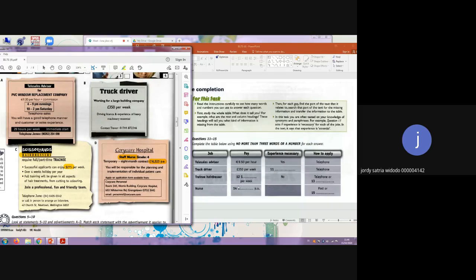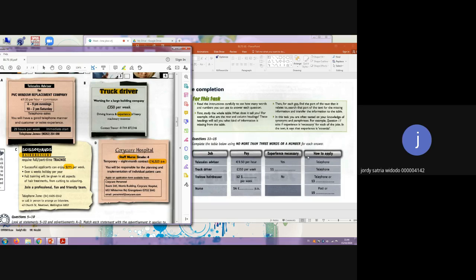And then experience necessary, yes or no? It is here, the blank for truck driver. Let's go to truck driver. Whether the truck driver needs experience or not: working for a large building company, £350 per week, driving license and experience of heavy machinery essential. Now you need to have experience of heavy machinery, meaning you need to write down yes in number 11 here.